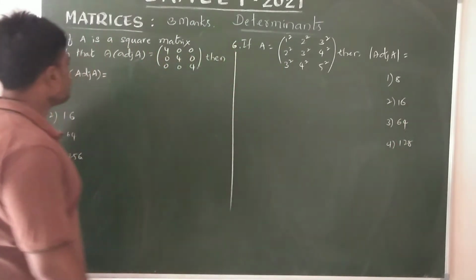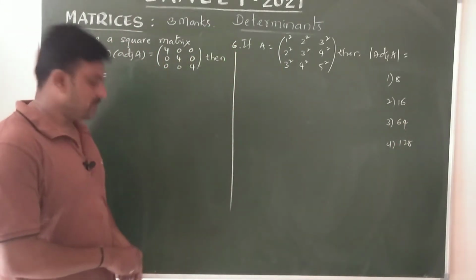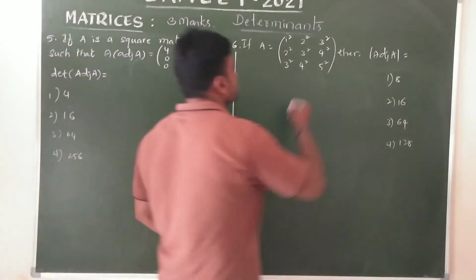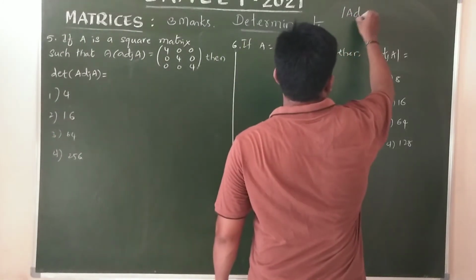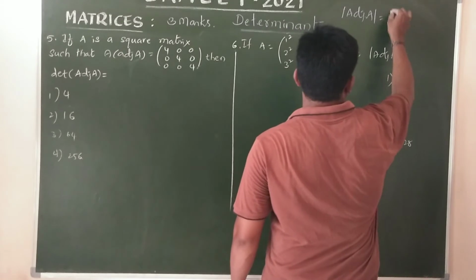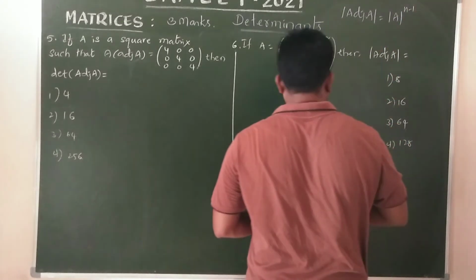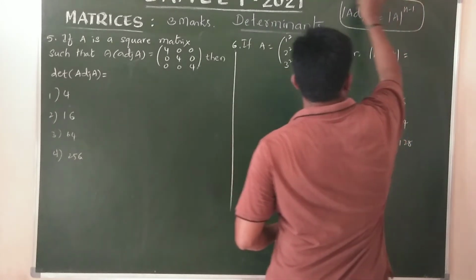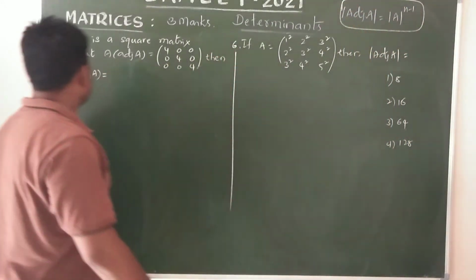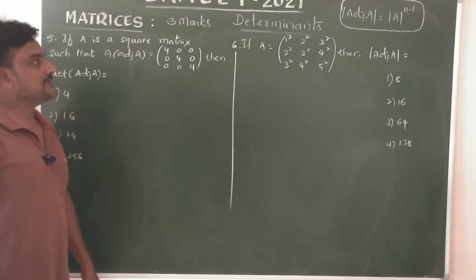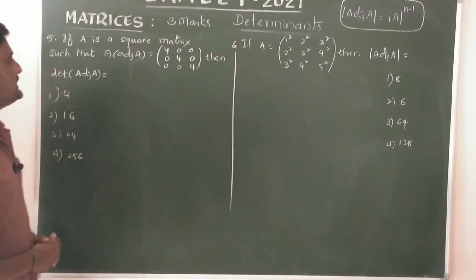Okay. Here we have one formula: the determinant of adjoint A equals the determinant of A whole power n minus 1, remember. Applying this, first of all we need to find det A. How to get det A?